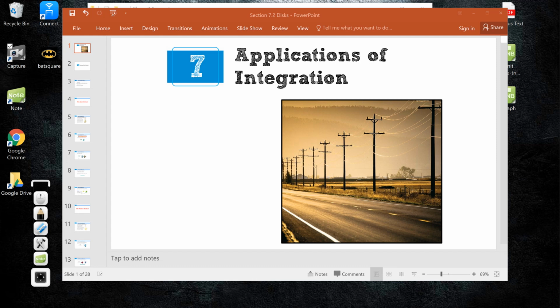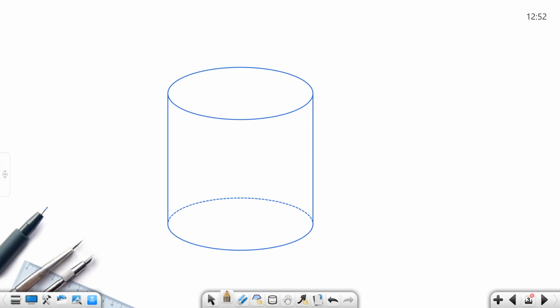What's this thing? It's a cylinder. I happen to have one here. Okay. So we're going to switch from area to volume. How do I find the volume of this thing?